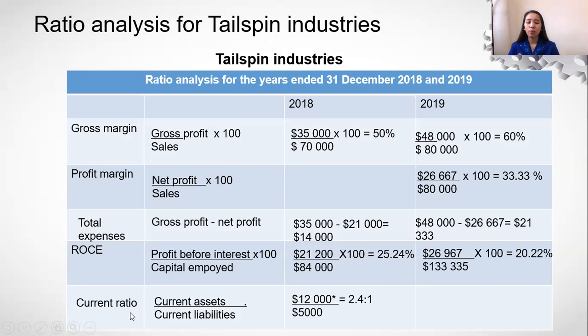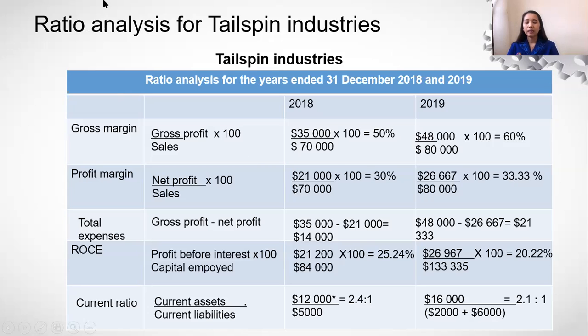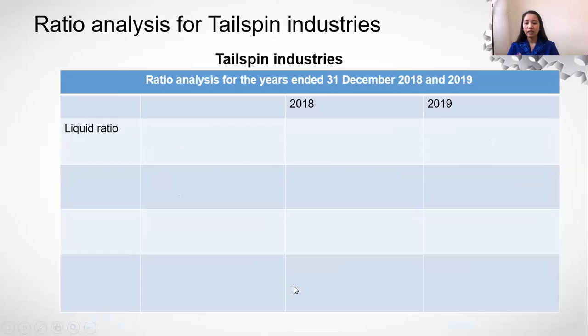And the current ratio is current asset divided by current liability. So it's 2.4 compared to 1, and 2019 2.1 compared to 1. And for profit margin, the profit margin is 30%, and 2019 33%. So it's getting increased. Okay, keep in mind this whole analysis.